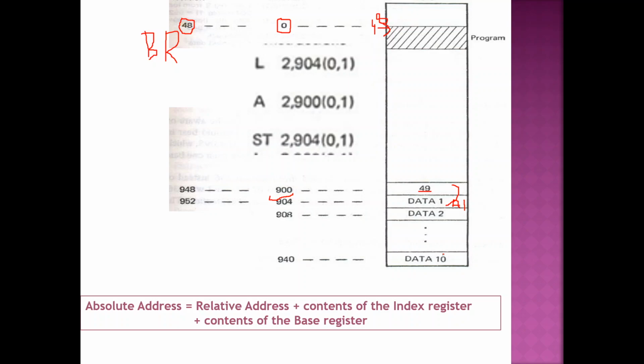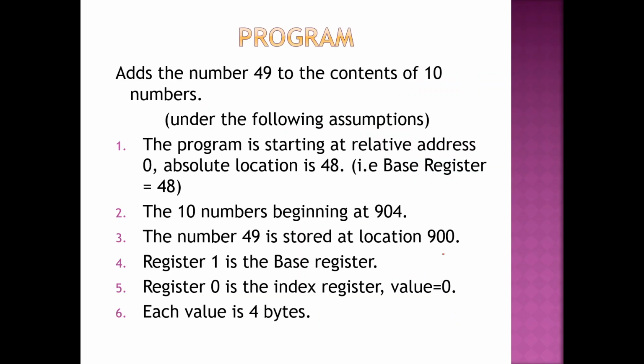You always have to start with some assumptions. You have to assume something, only then can we proceed with the program. Next assumption here: the number 49 is stored at location 900. And the 10 numbers are going to be stored starting at location 904. These are the two things we saw. The 10 numbers: first A1 is going to be stored at 904, A2 at 908, A3 at 912, and so on. Till 940 we are going to store 10 numbers, right? At 900 we are storing this 49, because we want to add it with all these numbers, right?